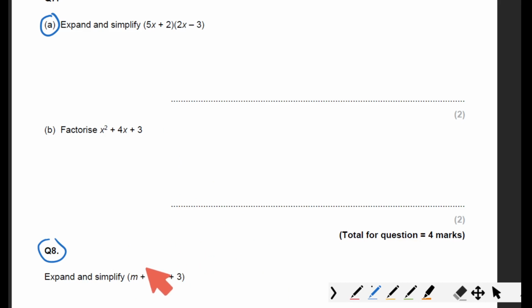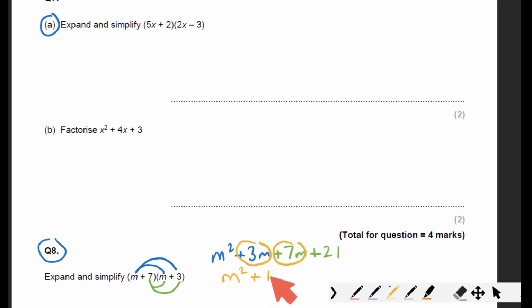Expanding double brackets then. M times m, m squared. M times 3, or 3 times m, 3m. Now 7 times m, 7m. And then finally 7 times 3, 21. All I've got to do now is simplify the whole thing. So you've got m squared by itself, 3m plus 7m is 10m, and you just got the plus 21 by itself.